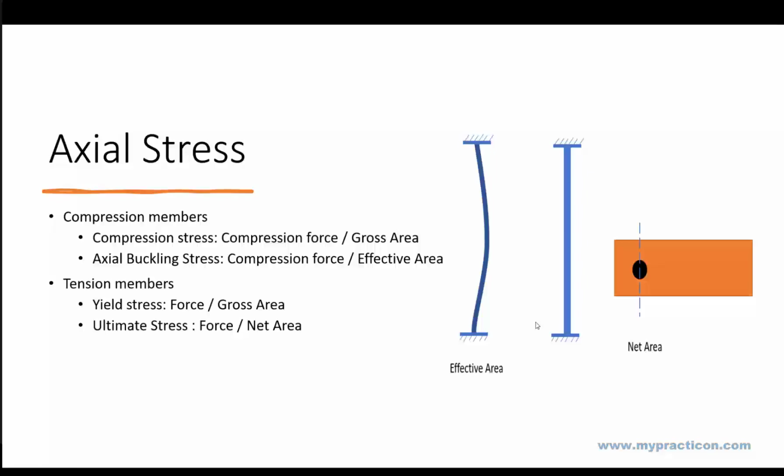There are separate videos created in detail to understand the net area calculations. So now here, yield stress is force divided by gross area. Ultimate stress is force divided by the net area.